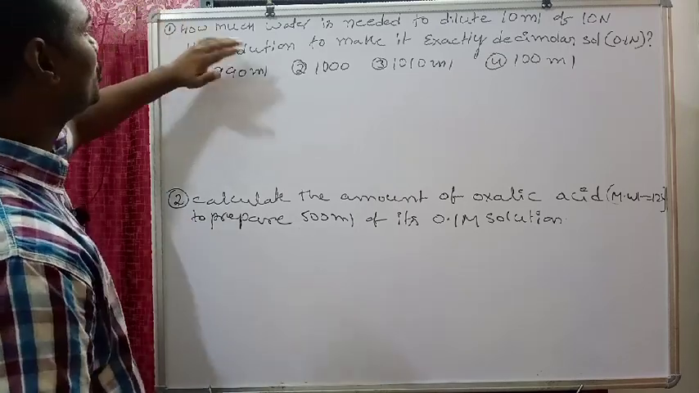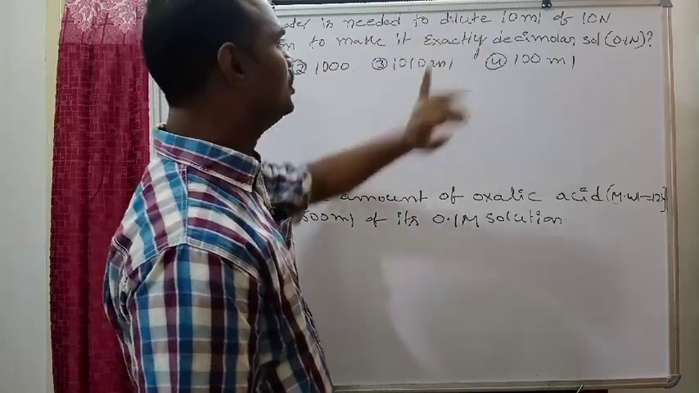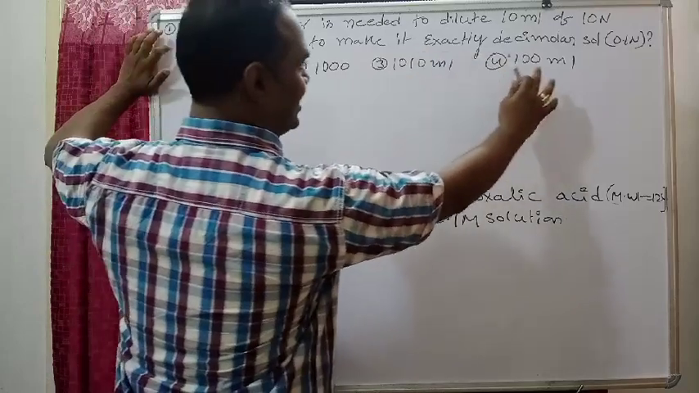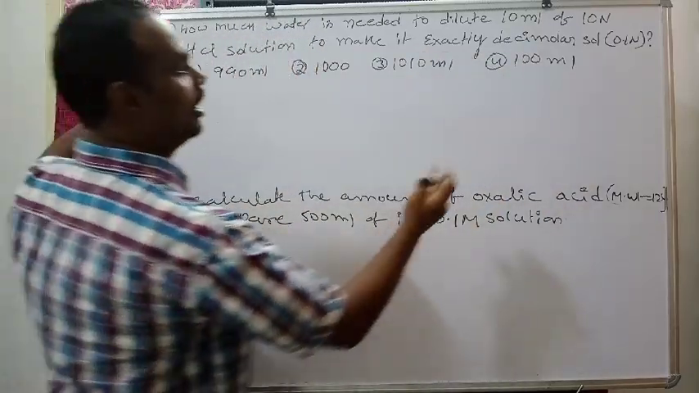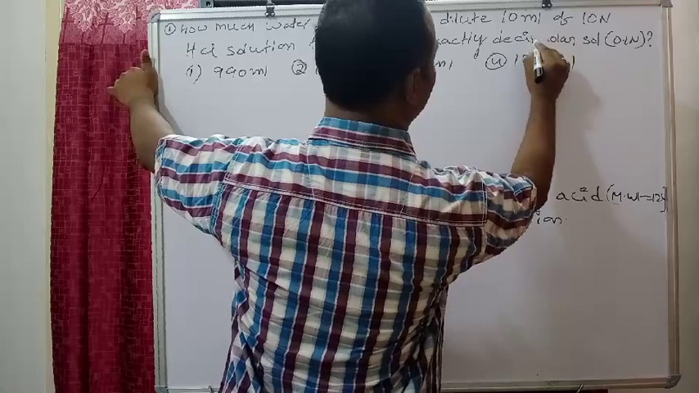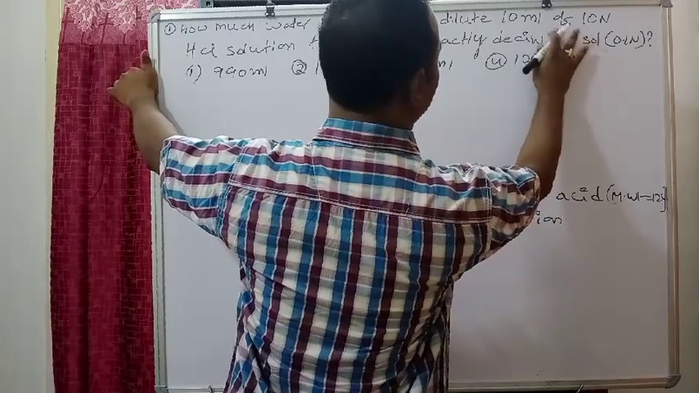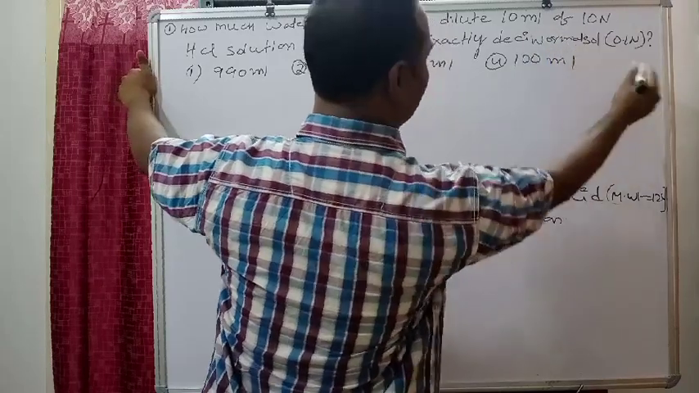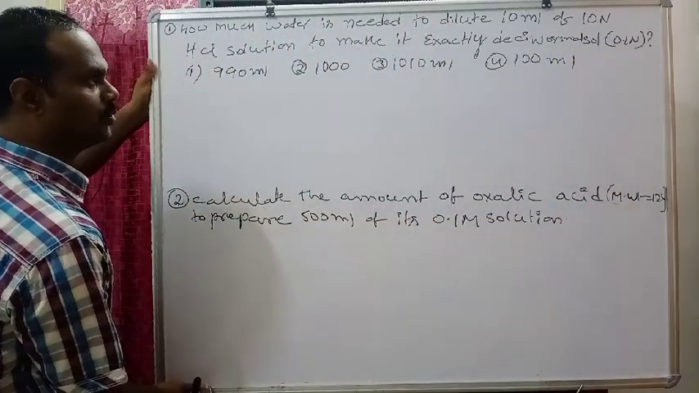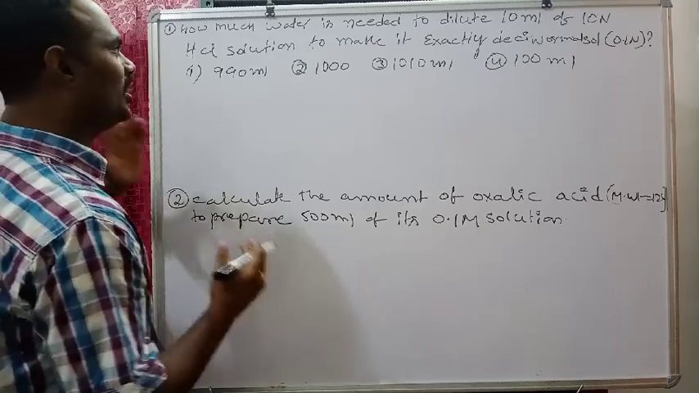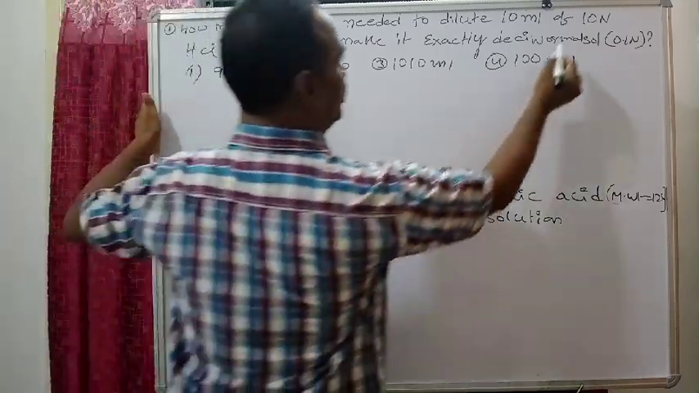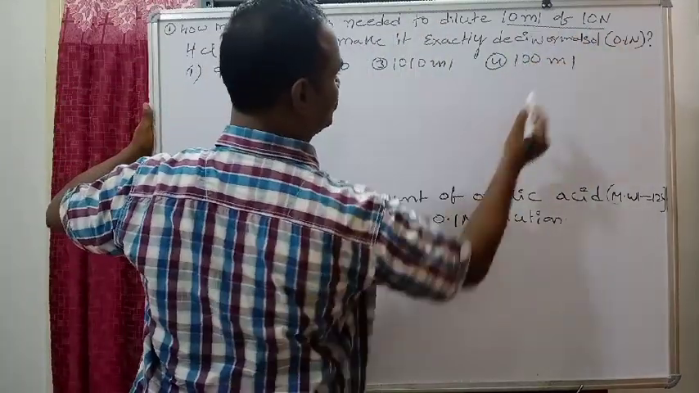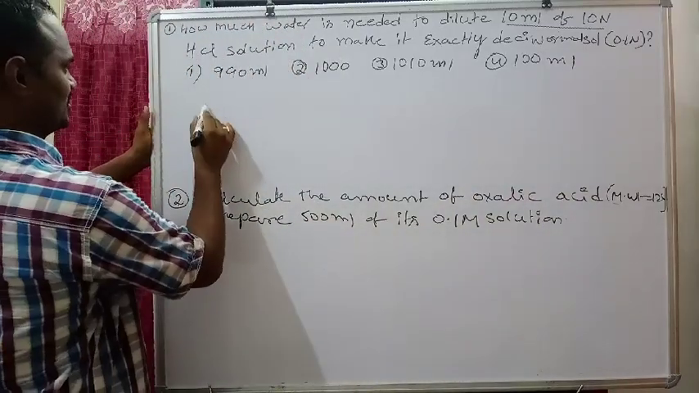First one: how much water is needed to dilute 10 ml of 10N HCl solution to make it exactly decinormal? A decinormal solution is nothing but a 0.1 N solution. How much water is needed to change 10 ml of 10N HCl solution to 0.1 N HCl solution?